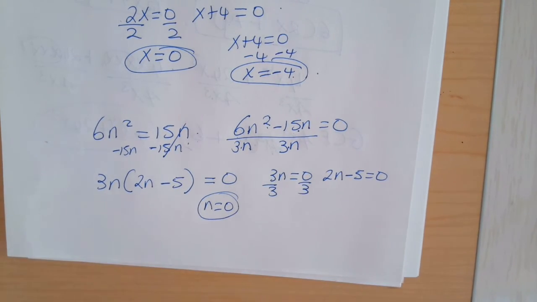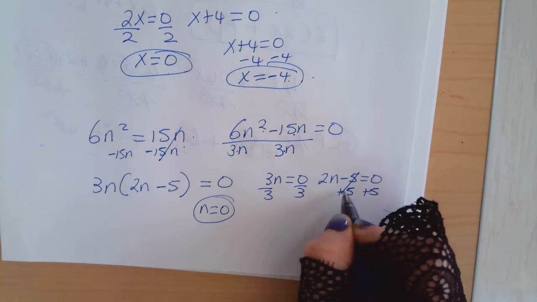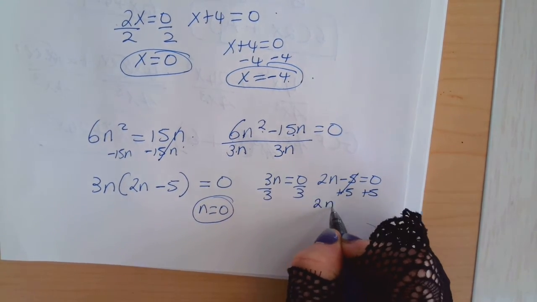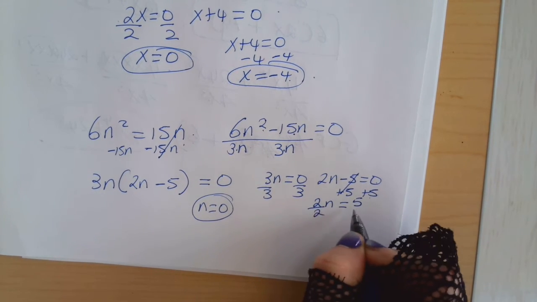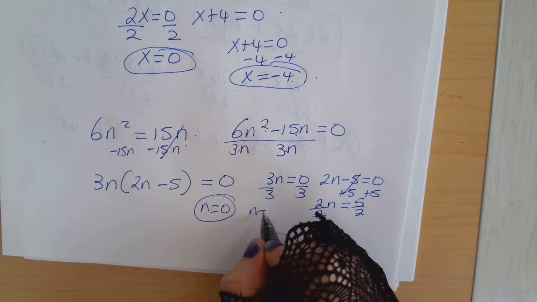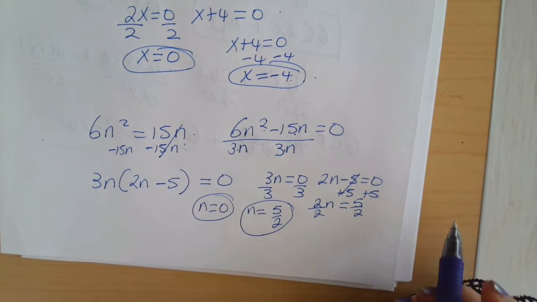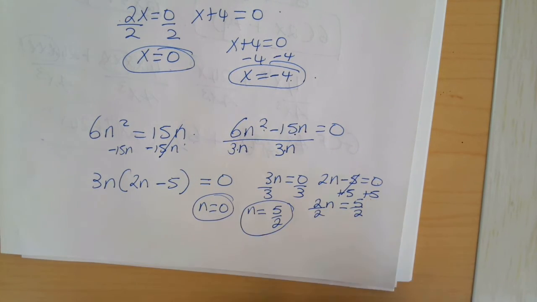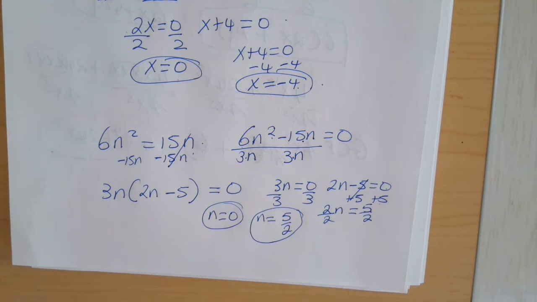Then the other one is just going to be a fraction. Plus 5, very basic two-step equation. 0 plus 5 is 5, divide by 2, and n equals 5 divided by 2. So there we go. So n equals 0, n equals 5 over 2, which is 2.5. All right, so I'm going to leave that, let you look at that for a second.